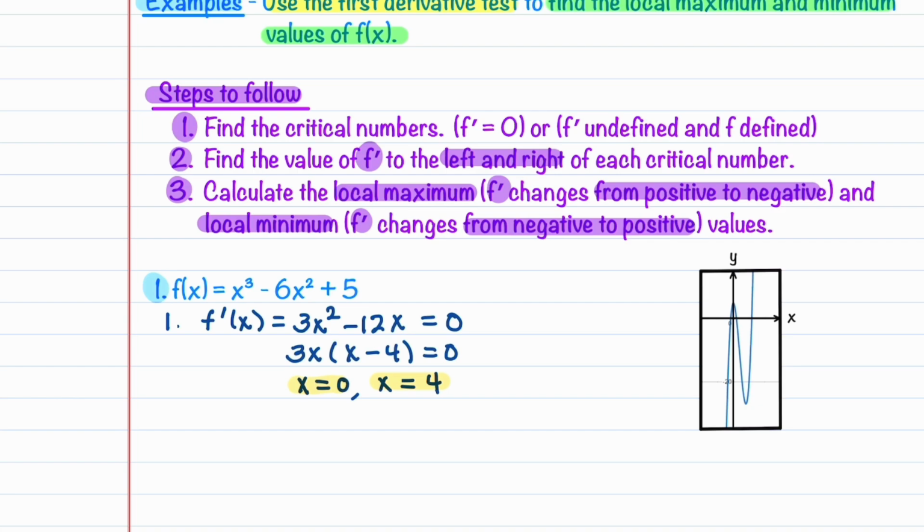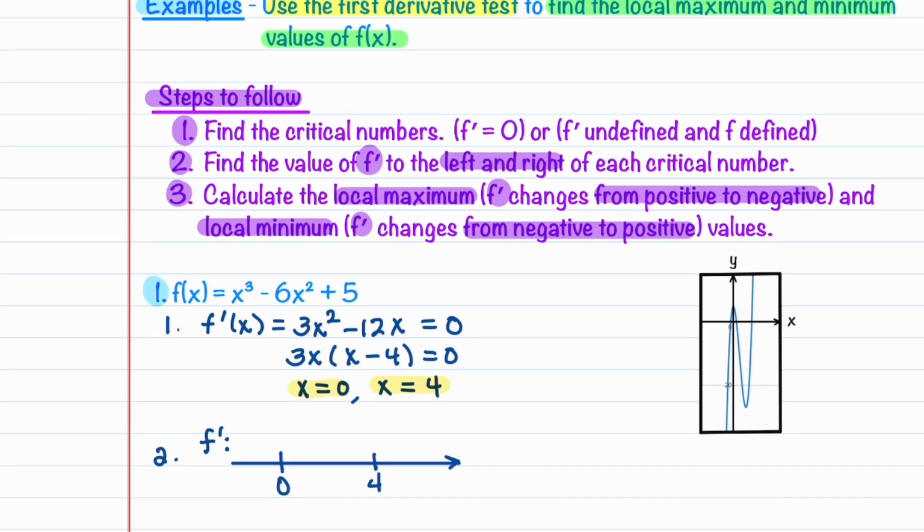In our second step, we are going to take these critical values and put them on our number line. The nice thing is that spacing doesn't matter. So here's 0 and here is 4. And we are going to be looking at the value of f prime. Let me go ahead and highlight f prime so we can see what to look back at.